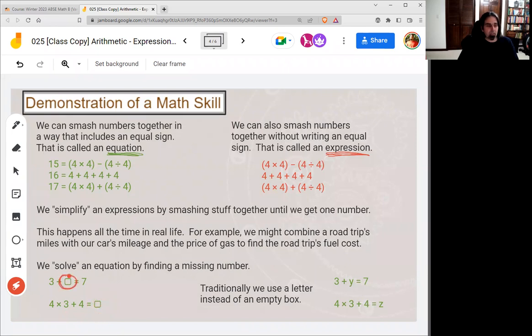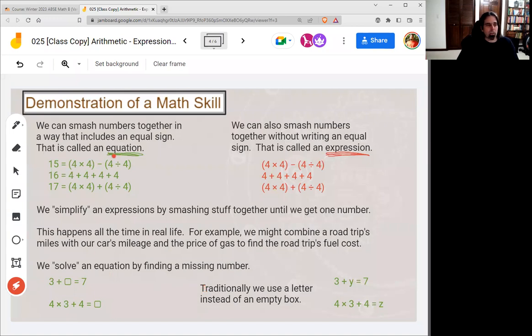Or we're missing something in the middle. 3 plus something else is 7. What goes in there? And if we are in a lower grade, we might see boxes to write our number in. Once we get to a higher grade level, then we tend to put letters in, but they mean the same thing. It's just what goes in that spot to make this work.